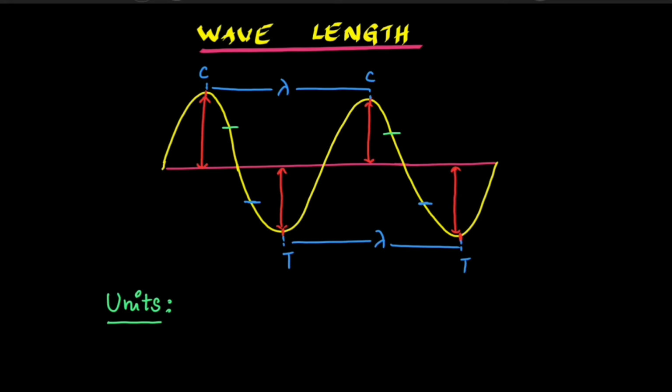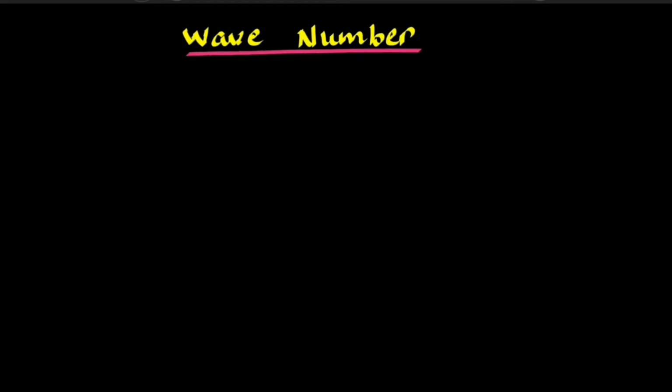Wavelength is denoted by lambda, as it can be seen, and the standard unit for wavelength is the meter. Along with the meter, we can also have centimeter, micrometer, or nanometer. The next parameter is wave number, indicated by nu bar.